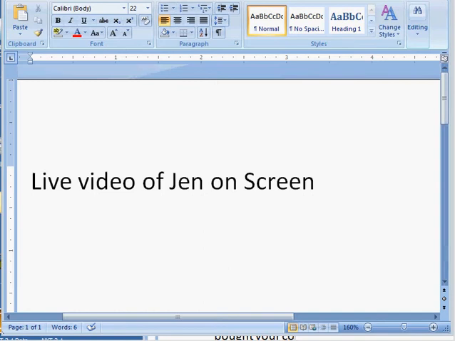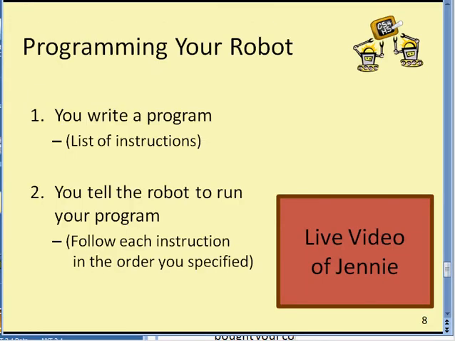We'll talk more about them in a minute, but first, let's talk a little bit more about the programs that you're going to write. As I said before, a program is really just a list of instructions telling the robot what to do, kind of like a recipe is a list of instructions telling you what to do. So the process of programming your robot is really a two-step process. First, you write your program, that is, the list of instructions for your robot to follow. Then you tell your robot to run your program, and the robot will follow the instructions in the order that you specified.